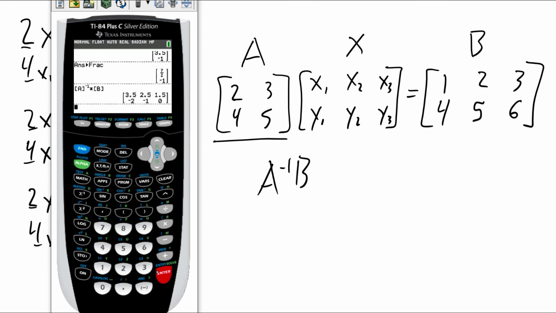And so it solved all 3 systems at the same time. Again, we'll use math and then fraction to change these into fractions. So the first system of equations, x is 7/2, y is -2. The second system of equations, x is 5/2, y is -1. And the third system of equations, x is 3/2 and y is 0.